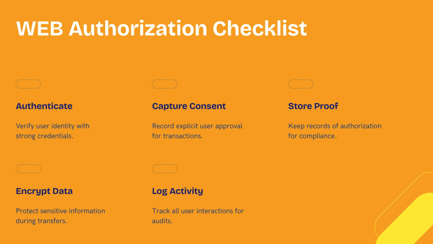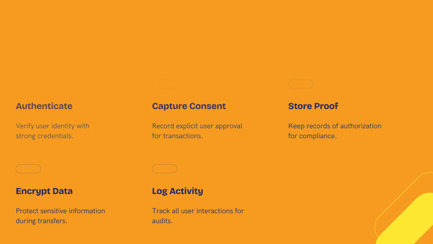Every web debit should follow the same checklist: authenticate the user, capture consent, encrypt data, log actions, validate accounts, and store proof securely. Consistency is how you scale safely.